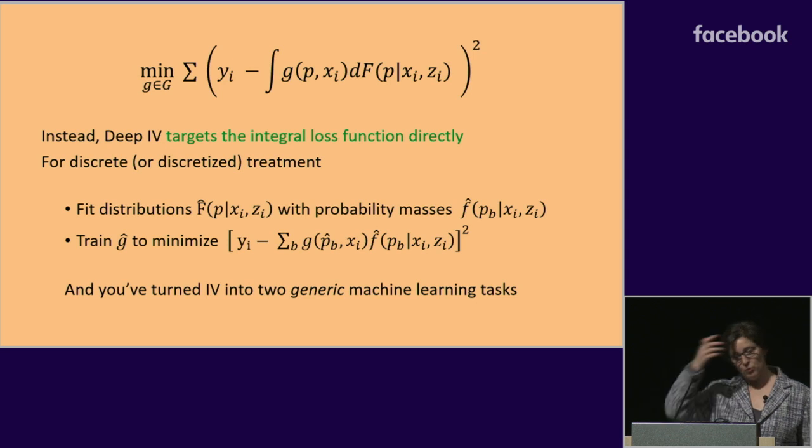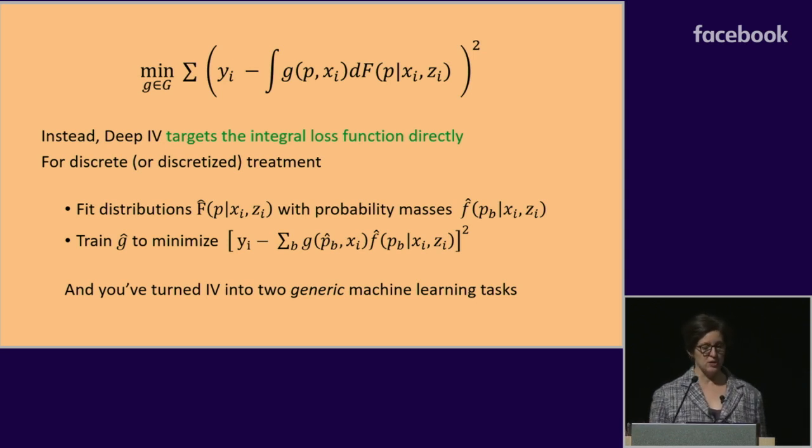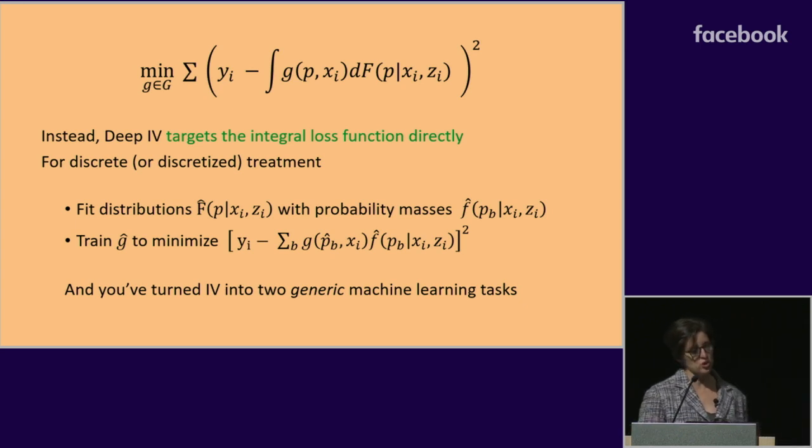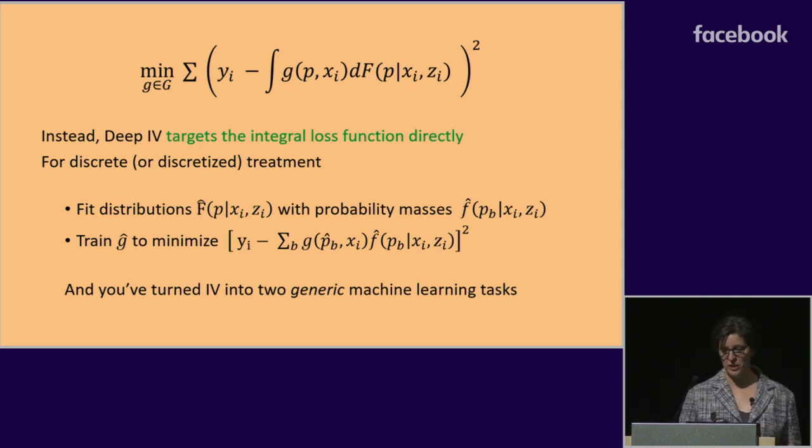So now what this paper, DeepIV, suggests is let's go back and actually target this loss function directly. They're going to change the objective function, but they're going to use neural nets to analyze each of these functions and then try to find the demand function that actually minimizes the loss function. So they've turned this causal inference problem into two generic machine learning tasks and applied them.